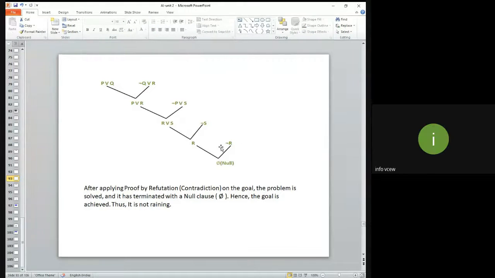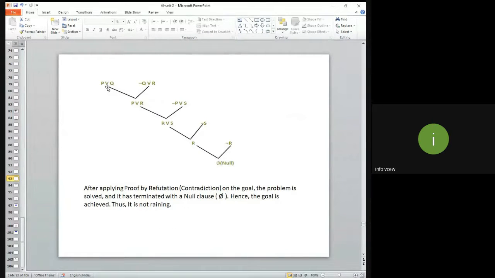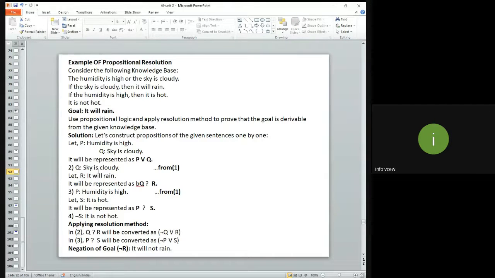Yes, ma'am. Here I draw the one tree for that. P union Q. What is P union Q? The humidity is high or the sky is cloudy. That is P union Q. Now I will take what is Q. What is Q? Sky is cloudy. Is that right?